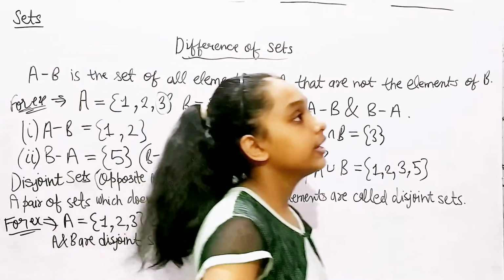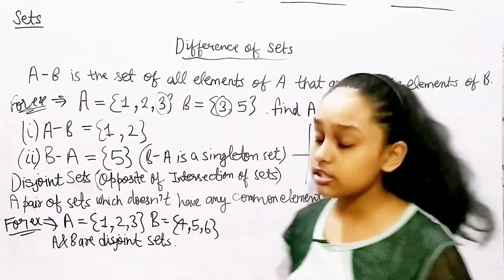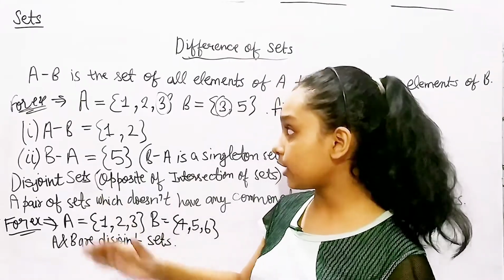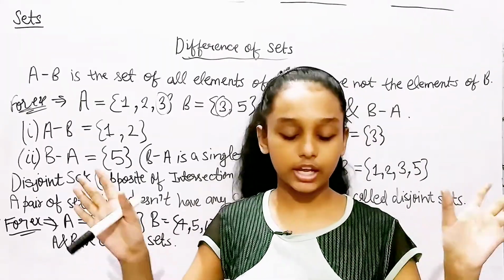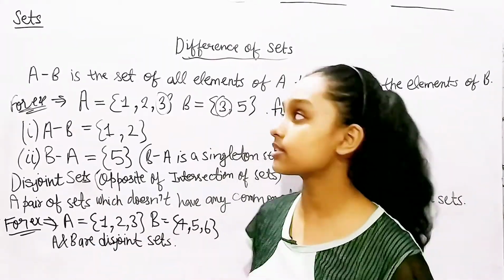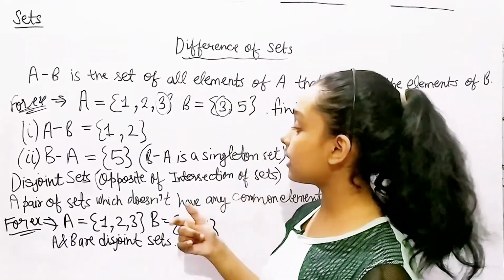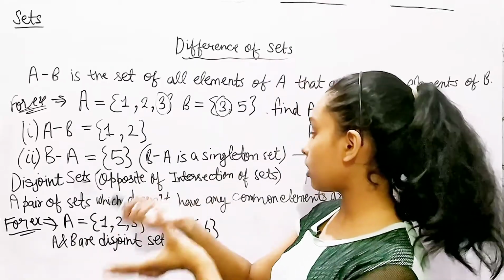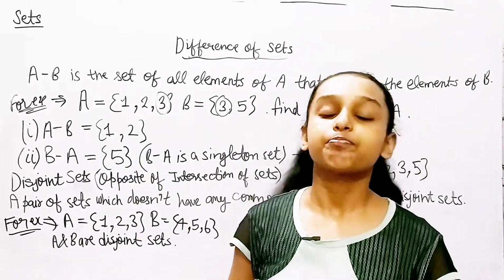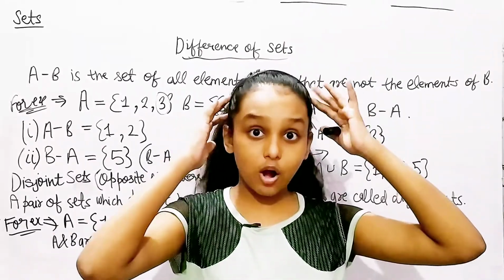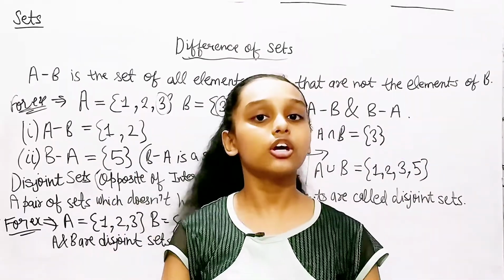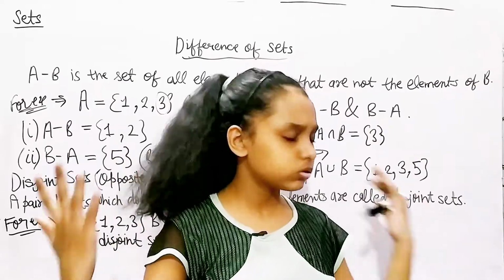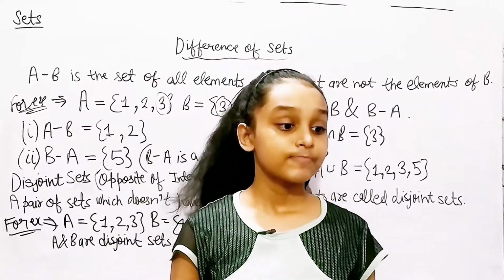Okay, so that's all for today, and I hope you all have understood everything, because we have already discussed two topics, that is difference of sets and disjoint sets, which is the opposite of intersection of sets. In the next video we're going to do some practice questions related to our previous topics.